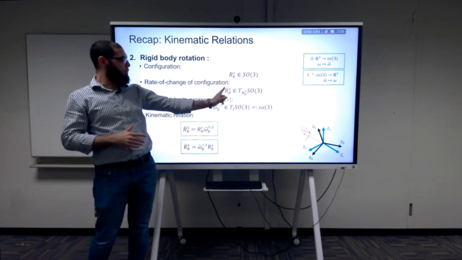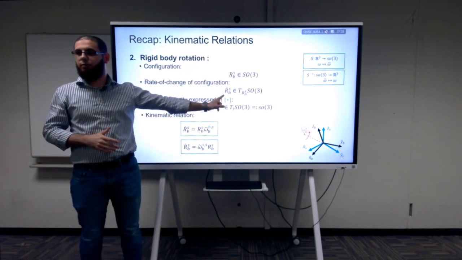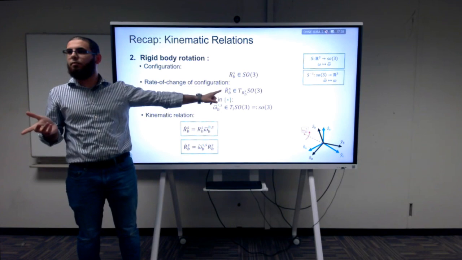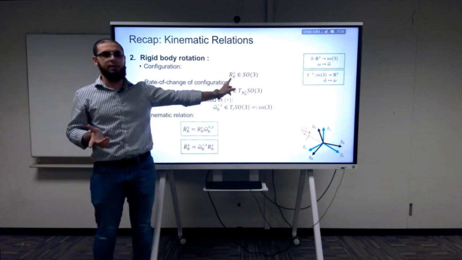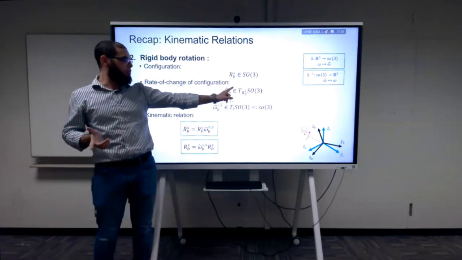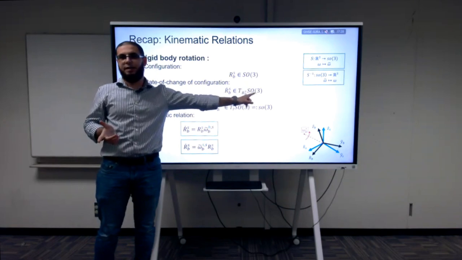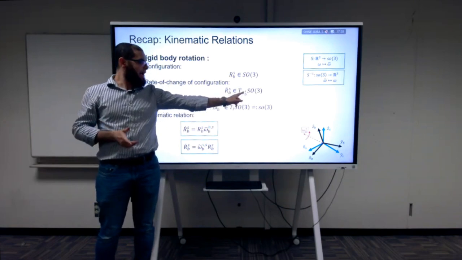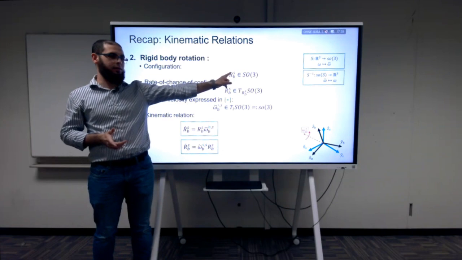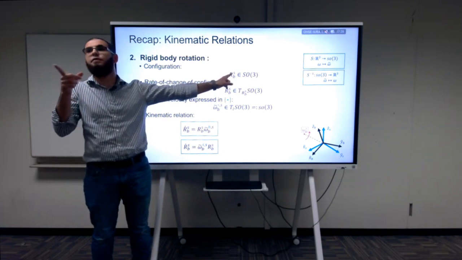The rate of change of the configuration is what we call R dot. And where does it live? It lives in the tangent space of the manifold SO3, or the Lie group SO3, at some point, which is the same point that this vector lives at. Okay.